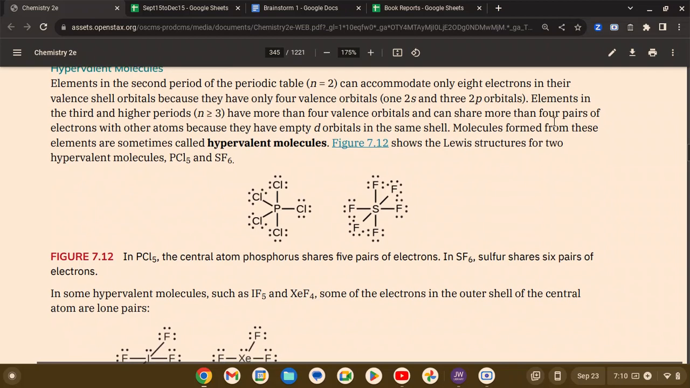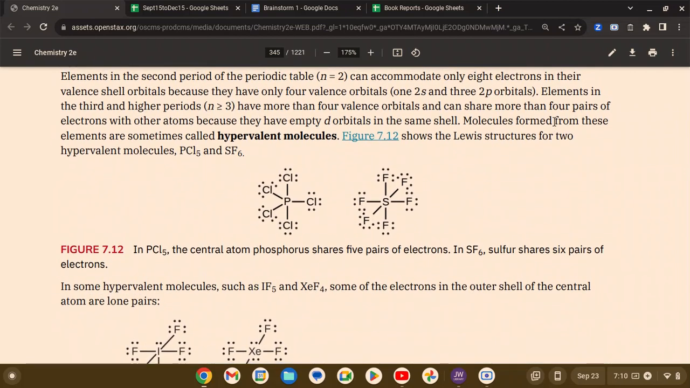Hypervalent molecules. Elements in the second period of the periodic table can accommodate only 8 electrons in their valence shell orbitals because they only have 4 valence orbitals. Elements in third and higher periods have more than 4 valence orbitals that can share more than 4 pairs of electrons with other atoms because they have empty d orbitals in the same shell. Molecules formed from these elements are sometimes called hypervalent molecules. Figure 7.12 shows the Lewis structures for 2 hypervalent molecules, phosphorus pentachloride and sulfur hexafluoride.